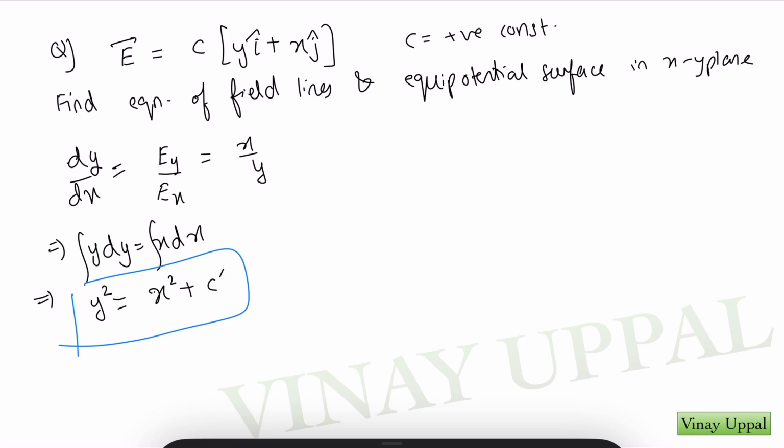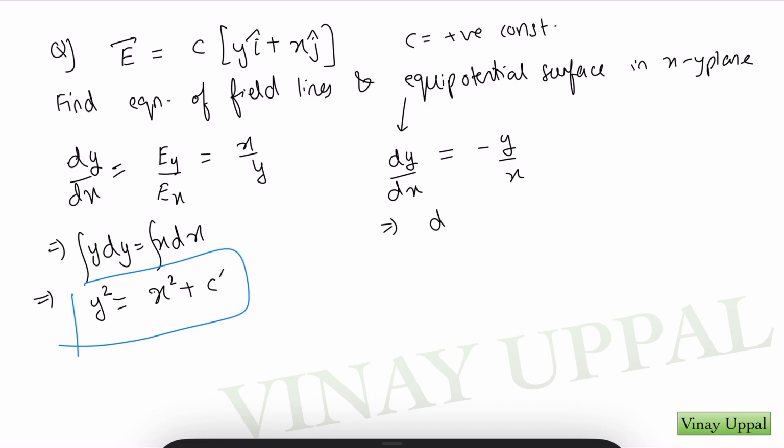What about the equipotential surfaces? We remember that equipotential surfaces are perpendicular to the electric field lines. So for the equipotential surfaces, I can write dy by dx. Remember, the product of slopes of two perpendicular lines is -1. That's what you've studied in mathematics. So dy by dx here will be equal to minus y by x, the inverse of the slope of the field lines and with a negative sign.